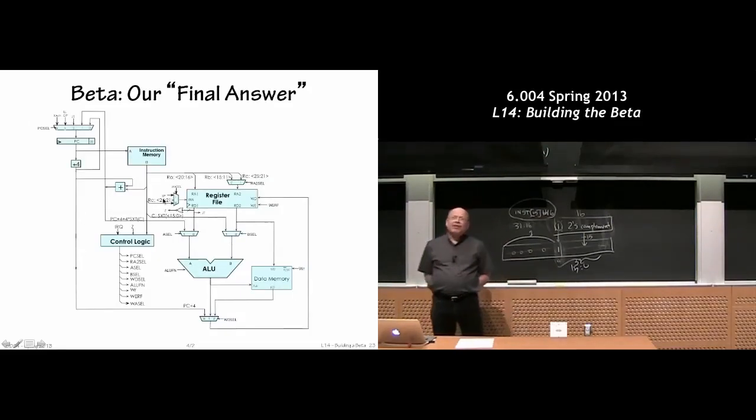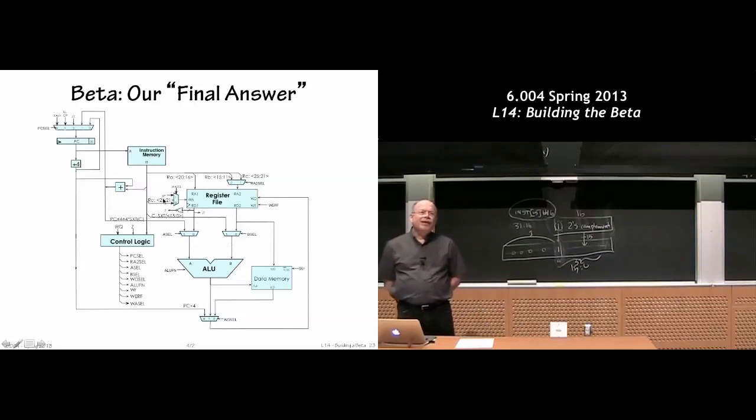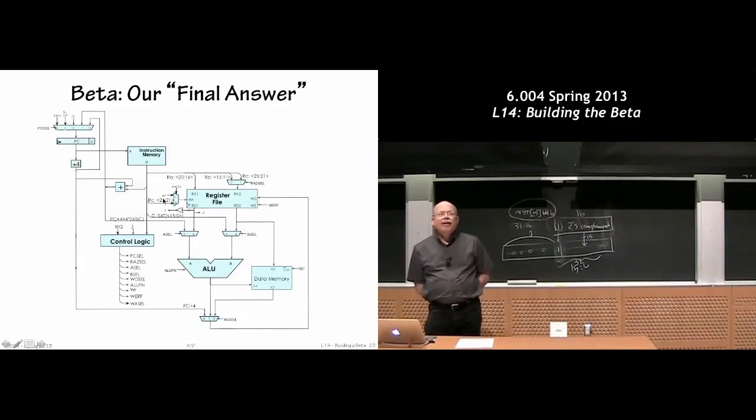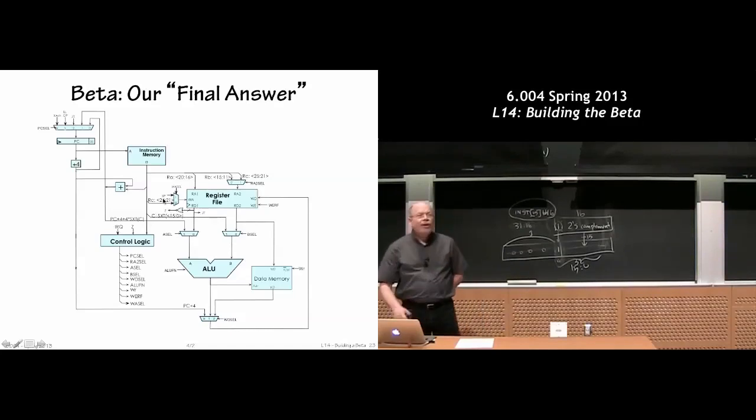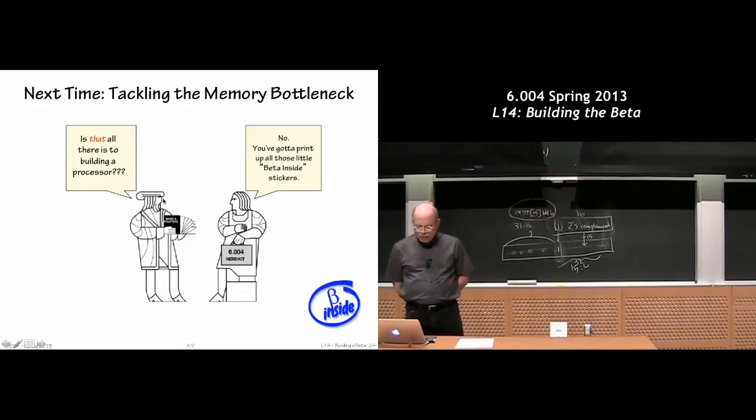Here's our final answer. Regis Philbin would be pleased. Our final answer for what the beta looks like. It's actually a remarkably simple little diagram, considering that this is not too different from most of the machines that you'll meet. The other machines are complex because they're pipelined and they're trying to do high performance, but at the bottom line, they're executing an instruction set which is not all that different from what we're doing today.